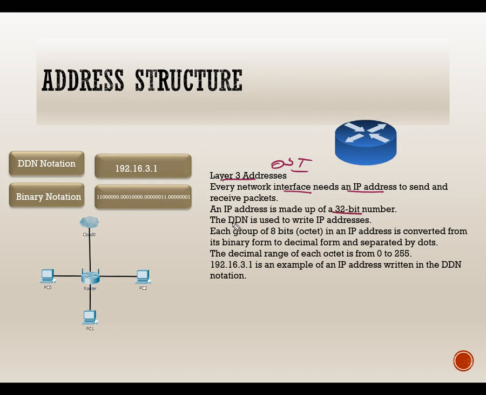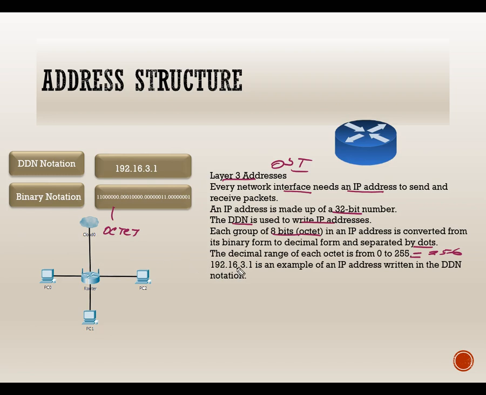32-bit number, DDN is used to write them, and that's for us. Each group of 8 bits, an octet, so each of these is an octet. We have 4 octets in this thing. Each is converted from its binary to decimal form and separated by dots, and the dots again really are for us. The decimal range 0 to 255, which equals 256 numbers, because again 0 represents a placeholder in this thing.